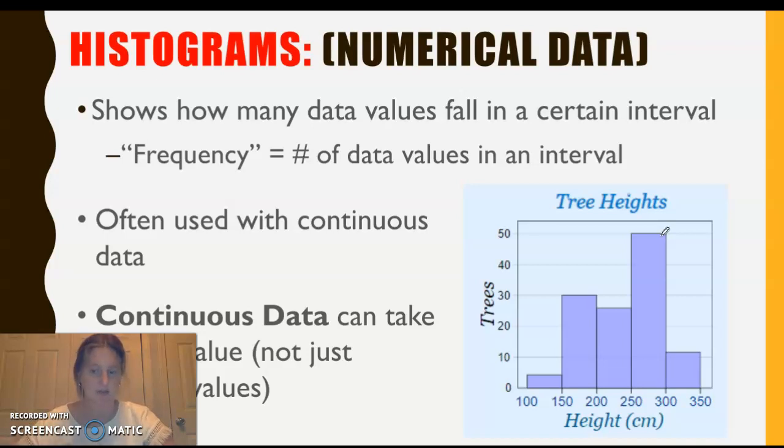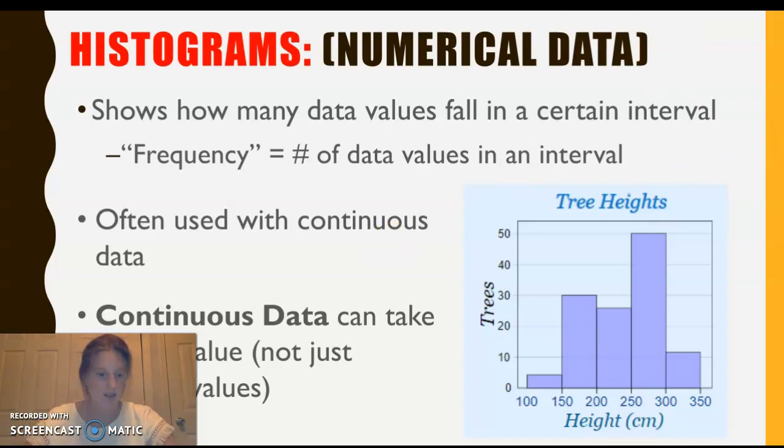So in this example on the right, we have tree heights. We have trees on the left and the heights on the bottom. And when I say intervals, I mean what the height is going up by. So we go from 100 to 150, 150 to 200. So we're going by an interval of 50, right?